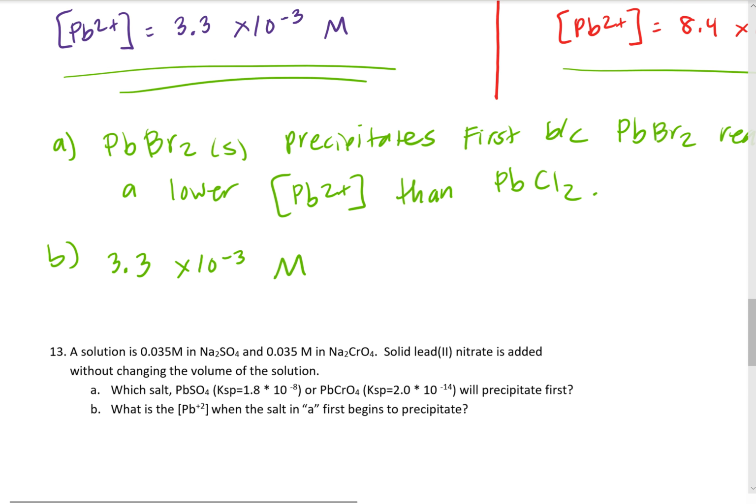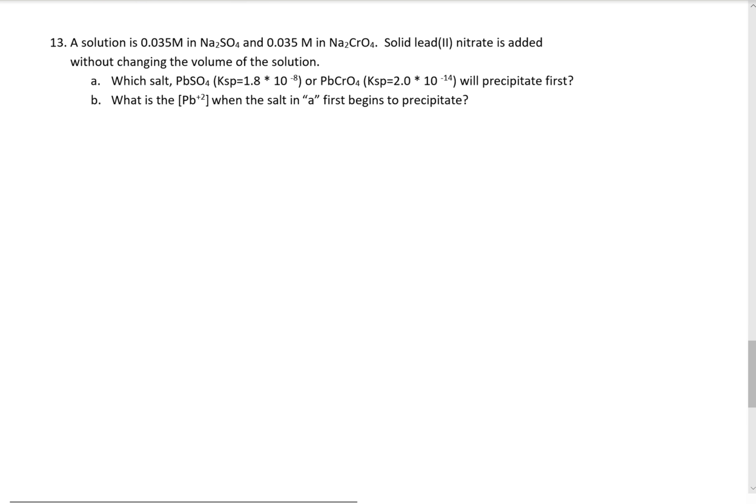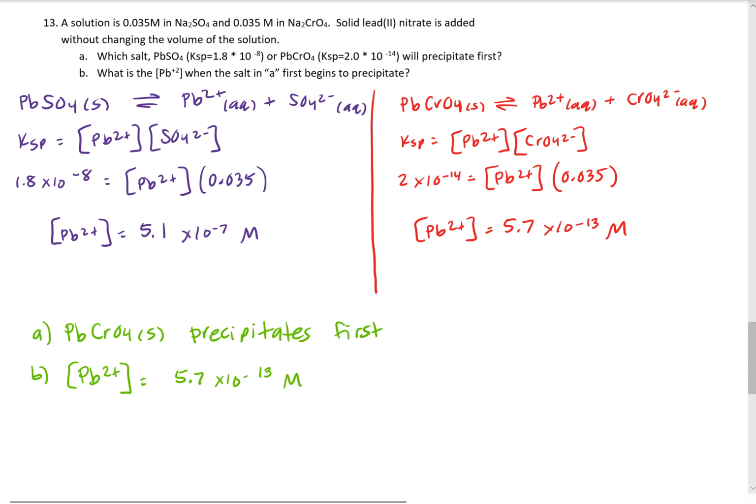Okay, now I want you to look at number 13. I want you to hit pause. You try this one on your own and come back when you have an answer. Go ahead, hit pause and work this one out on your own. Come back, check your work when you're done.